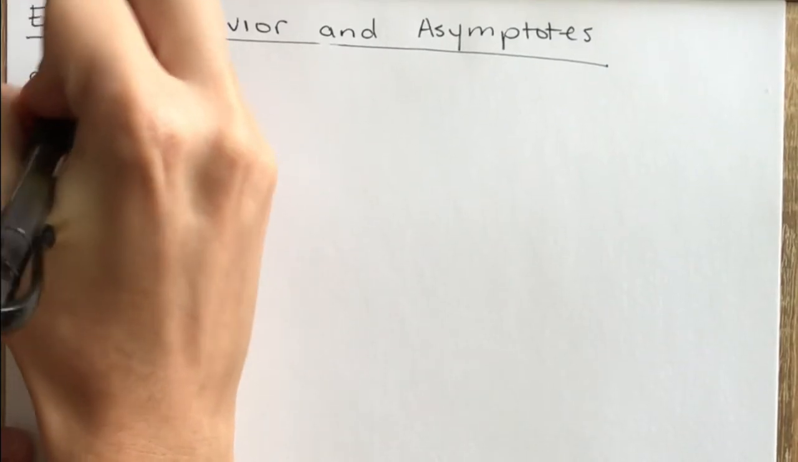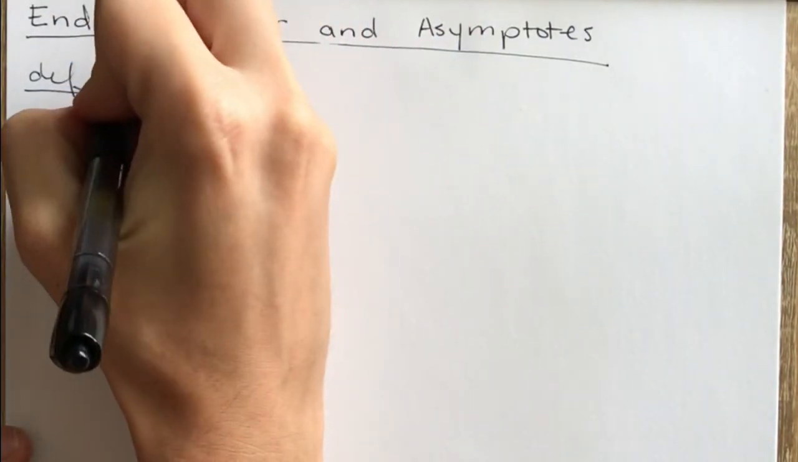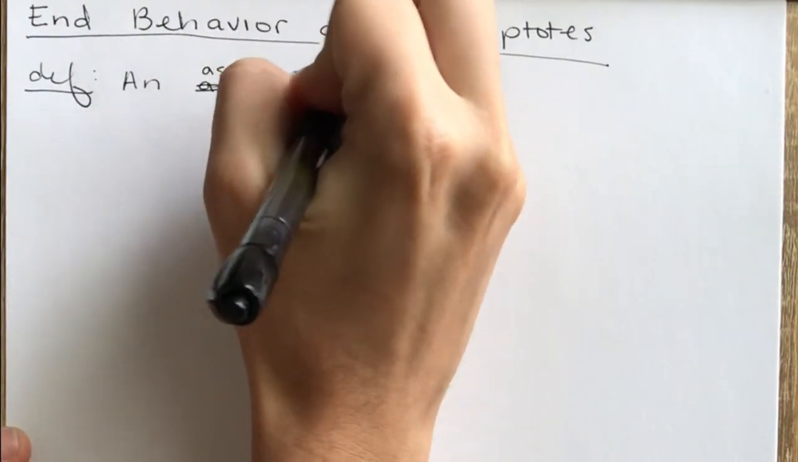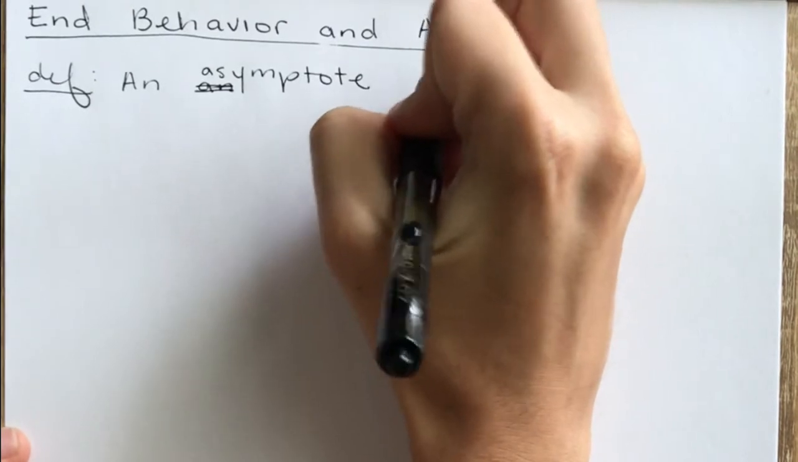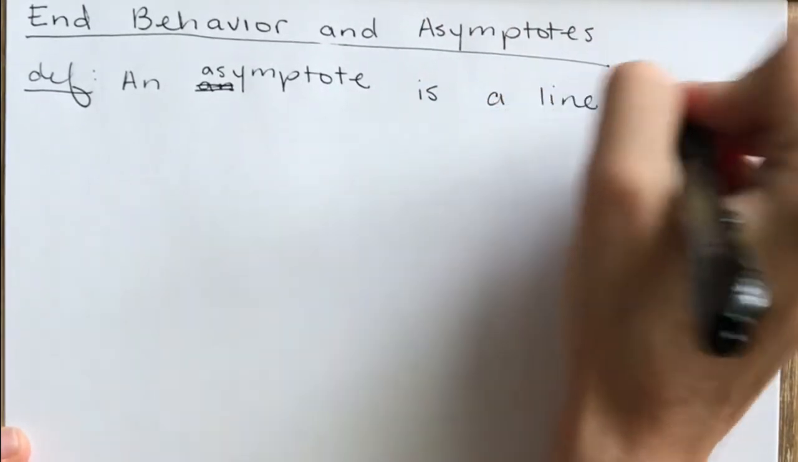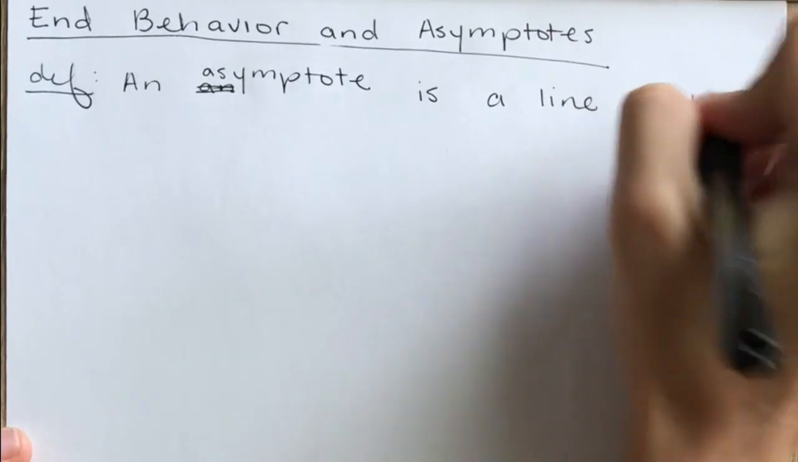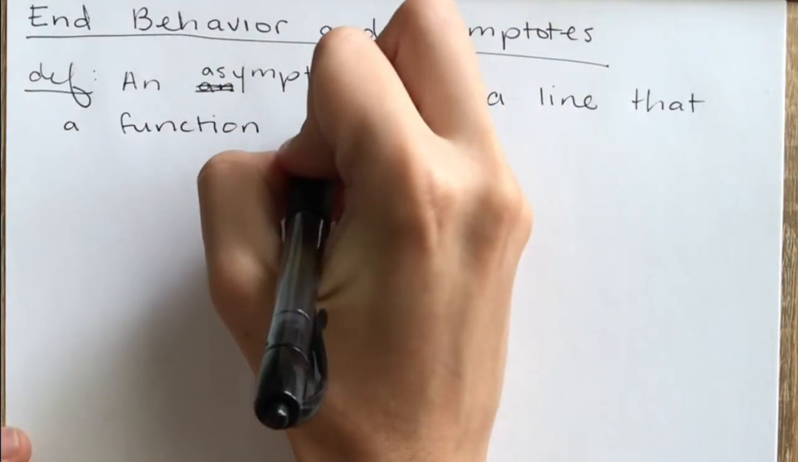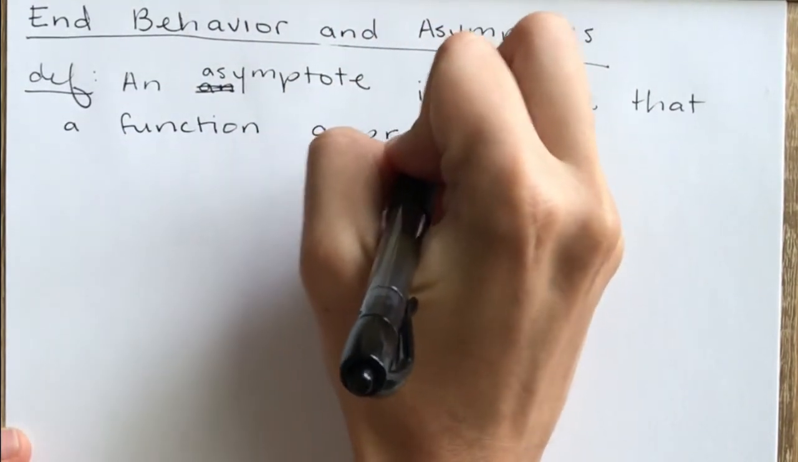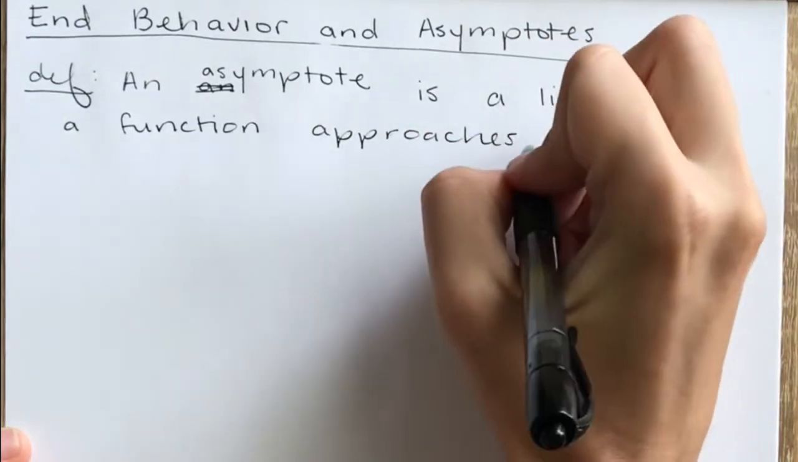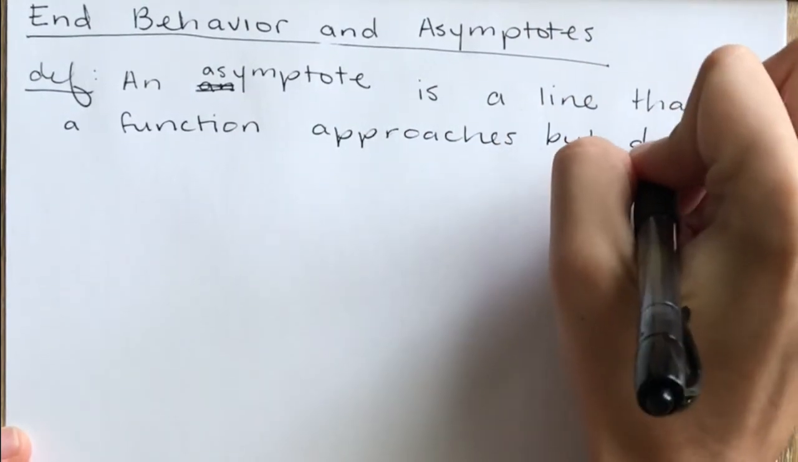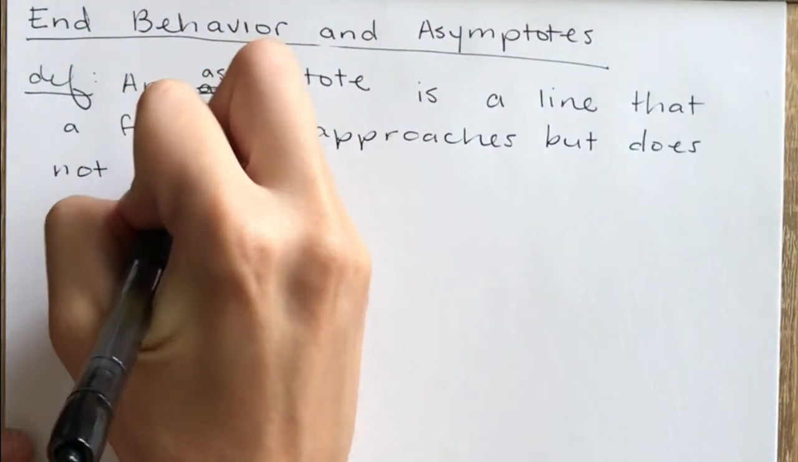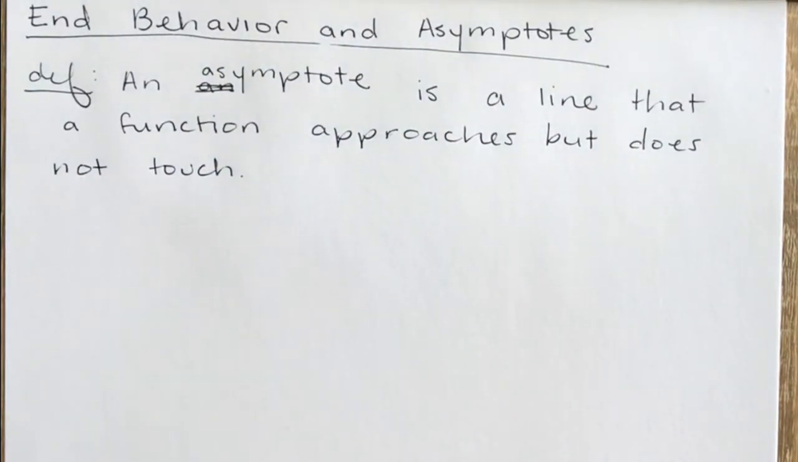Definition. An asymptote is a line that a function approaches but does not touch. So what does this mean exactly?